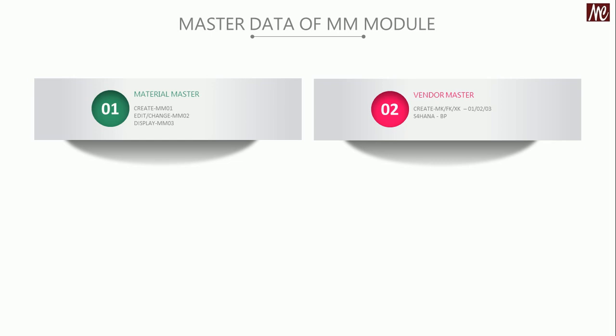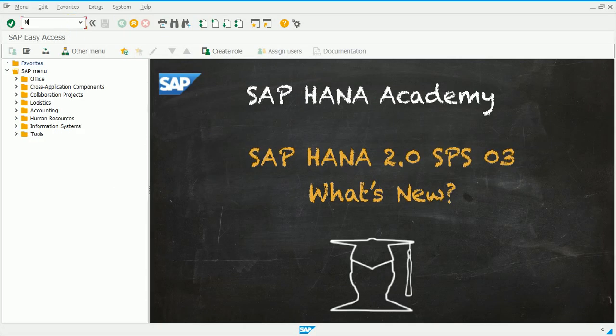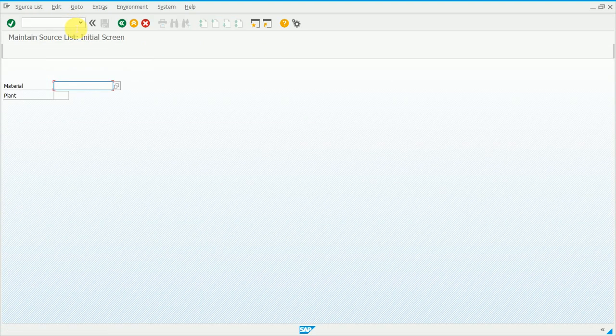Going ahead, the third master data listed on our presented screen is called the source list, created by ME01, edited or changed by ME04, and displayed by ME03. One thing I want to highlight here: the source list is an assignment. In that case SAP never writes the description as create. SAP writes the description as maintain, because it is an assignment. Now moving ahead, ME01 is for the assignment, so the system says maintain.